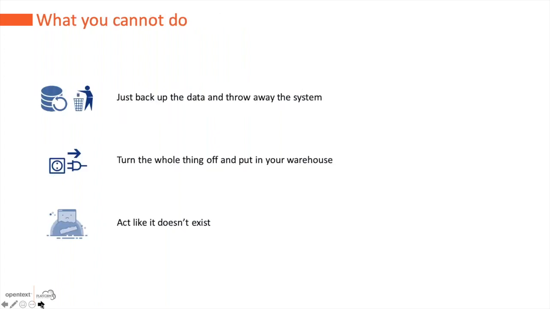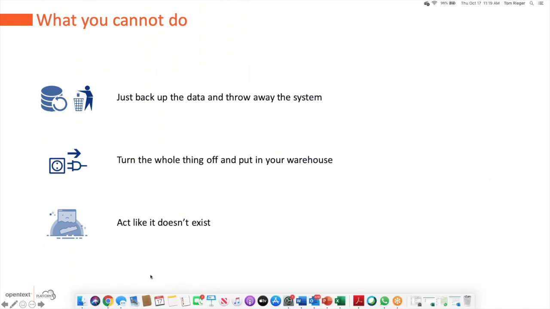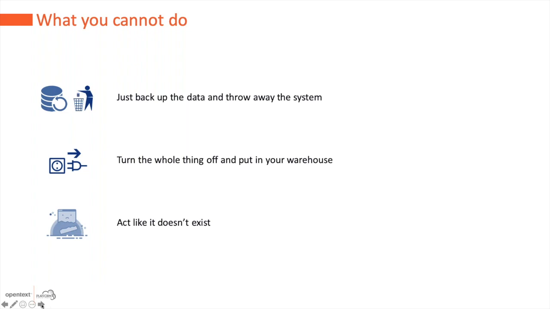So this is a slide I love: what you cannot do. Every time we usually ask a question here, like, what do you think you should do? And these are options that get chosen the most. Hey, can I just back up my data and throw away the system? You cannot do that. You can ask me why, and I'm hoping somebody will. So I'll just answer the question. Why can't you throw the system away and just back up the data?